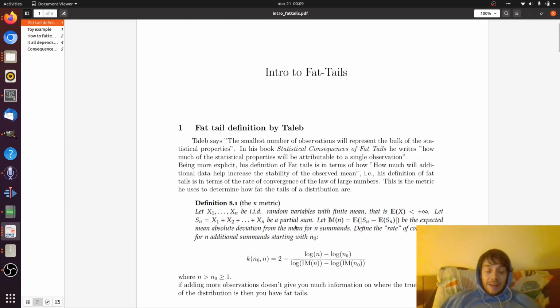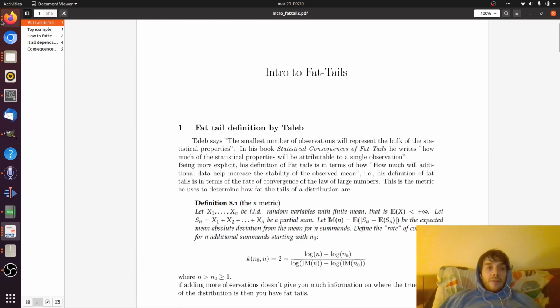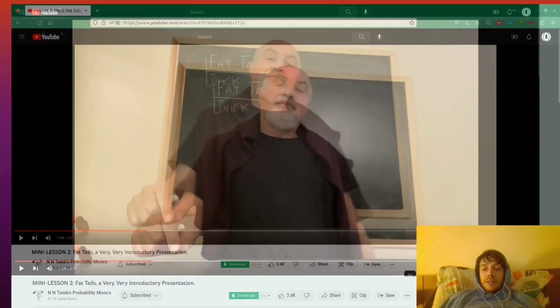I just wanted to explain what Taleb meant when he said the smallest number of observations will represent the bulk of the statistical properties. If you read his book, you understand that this translates to how much additional data will help increase the stability of the observed mean. With the bulk of the statistical properties, Taleb means the sample mean and the sample quantities derived from it, so the sample standard deviation, etc. And he defines fat-tailedness through this K metric. So I'm just unpacking the phrase Taleb uttered.